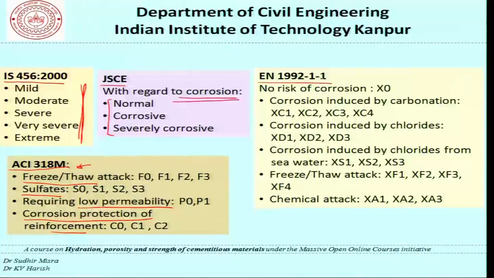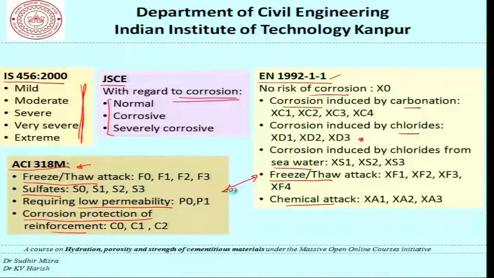And similarly, as far as the EN is concerned, there is the risk of corrosion, the corrosion induced by carbonation or chlorides. Chlorides are again divided into two parts, chlorides here and those from seawater, and we talk of freezing, thawing and chemical attack. So, there is a little bit of similarity between the approaches here. In both cases, it is the mechanism of deterioration which has been kept in mind when classifying the structures.